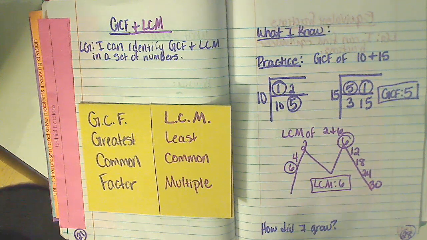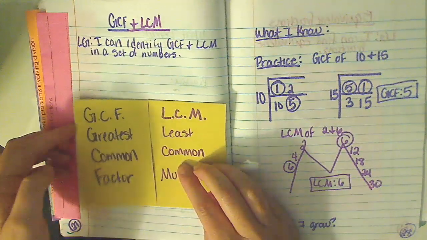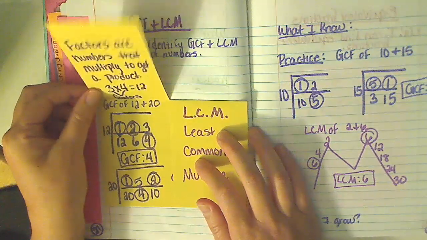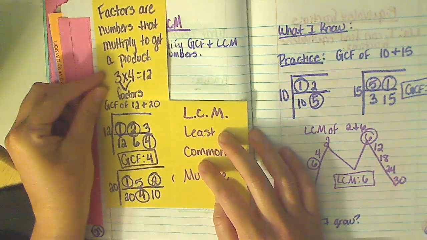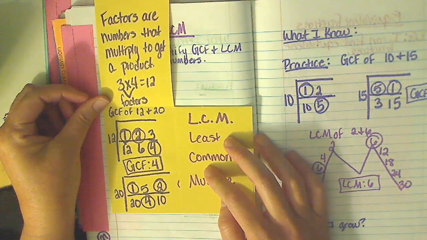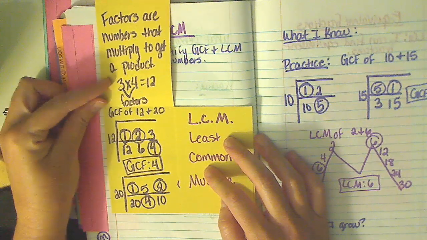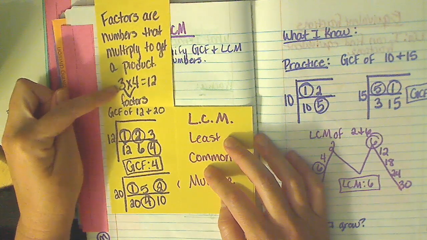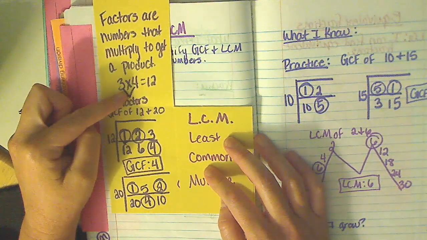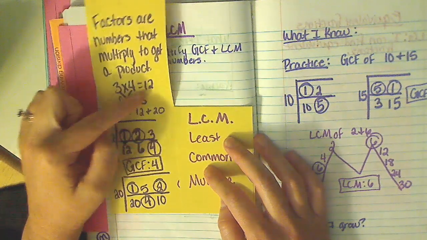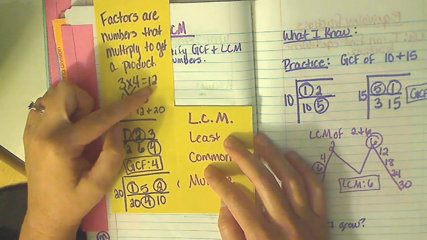Today's lesson is on greatest common factors and the least common multiple, or GCF and LCM, as they are more commonly known as. Greatest common factor is where we take the factors, and just to remind you about factors, factors are numbers that multiply to get to a product. So, for example, 3 times 4 is 12. So 3 and 4 would be some factors of 12.